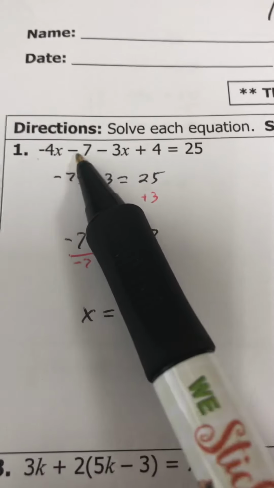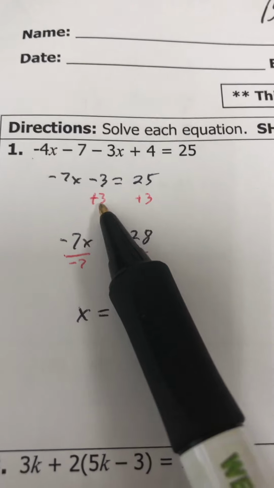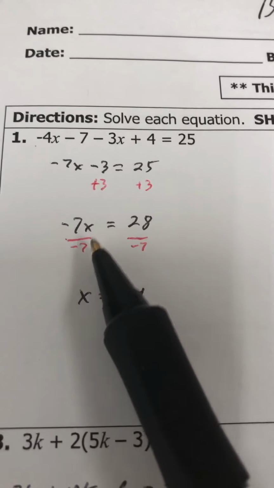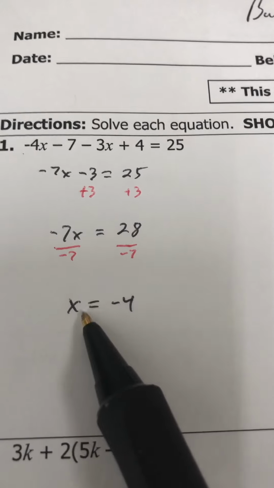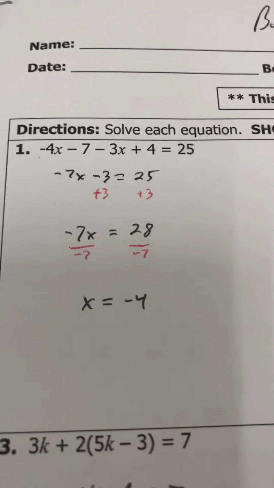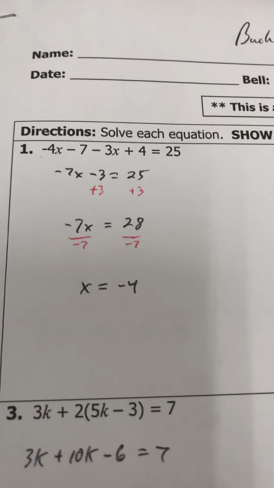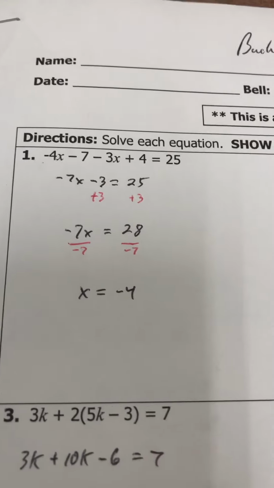So the first step, I just combined like terms, and I got this. And then I added 3 to both sides, and I get this. And I divide by -7 to get x by itself, which is the whole reason for doing this, to figure out what x equals, and x equals -4. And you pause this as we move forward.